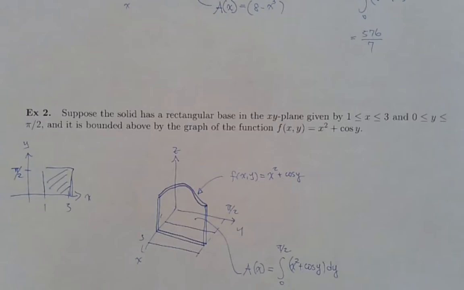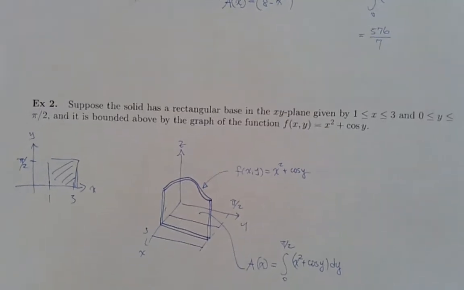So that's the integral, and that's an area. And then we have the volume is equal to, like before, the integral of the cross-sectional area, A of x dx, and x moves from 1 to 3.